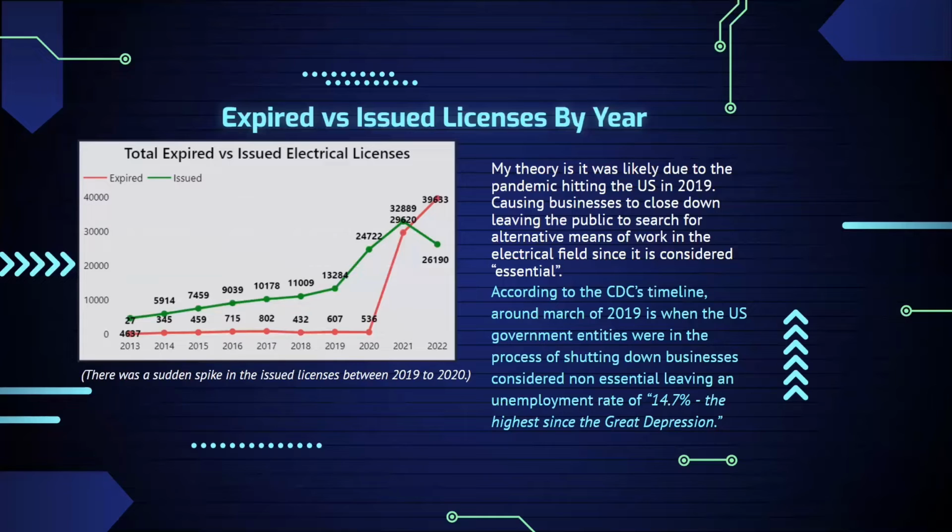Looking at that difference from 2019 to 2020, from the expired and the issued, that right there made me come up with the theory that it was likely due to the pandemic hitting the US in 2019. So it was causing a lot of businesses to close down, leaving the public to search for alternative means of work in the electrical field, since it was considered essential.